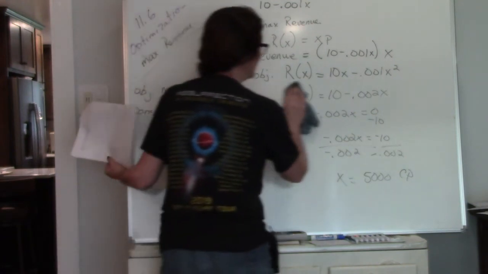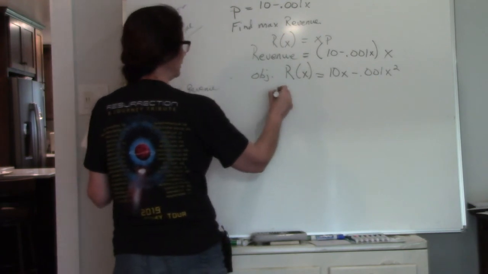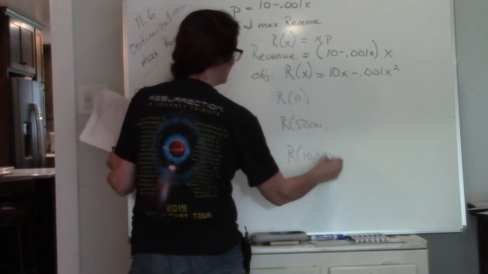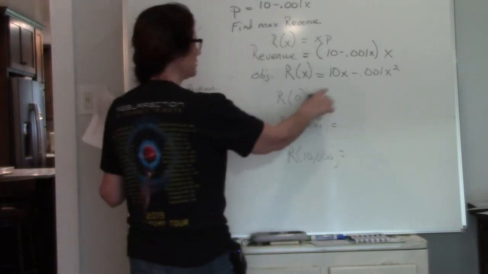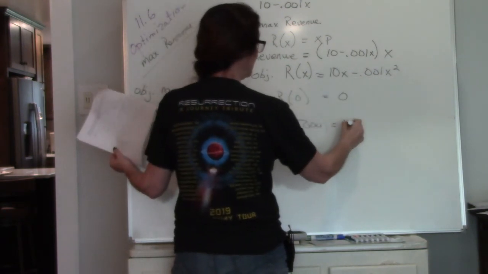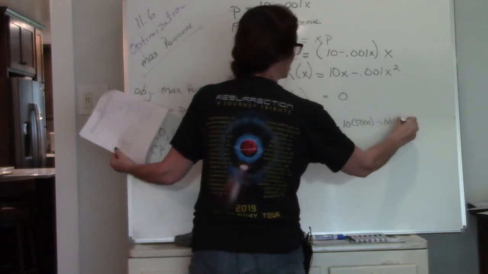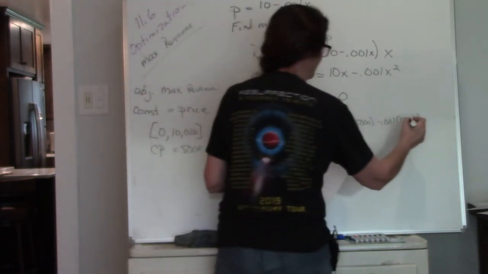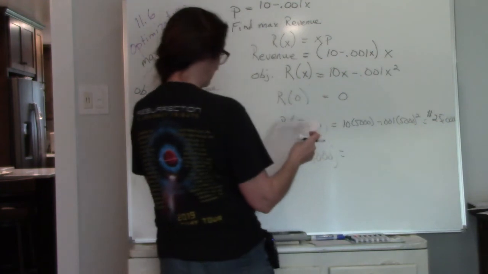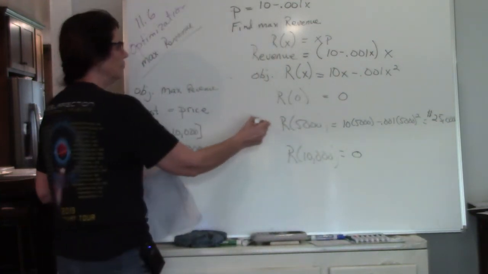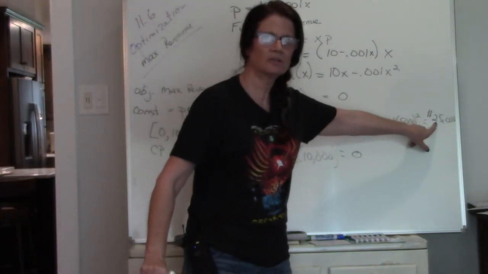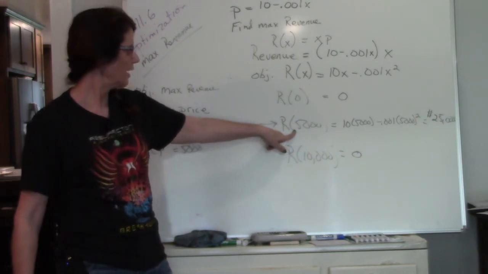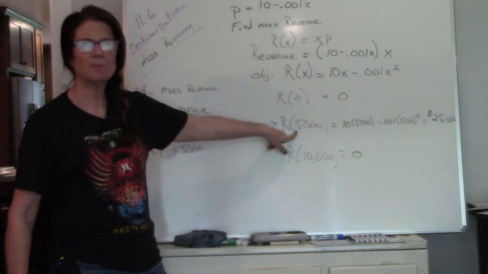From here, I'm going to take my endpoints and my critical point and plug them back into my original equation, and I'm going to look for my maximum revenue. When I plug 0 in, it goes to 0. When I plug 5,000 in, I get 25,000. And when I plug in 10,000, it spits out 0. So my maximum revenue is $25,000 when I sell 5,000 markers. 25,000 is my maximum revenue, and 5,000 is the number of markers.